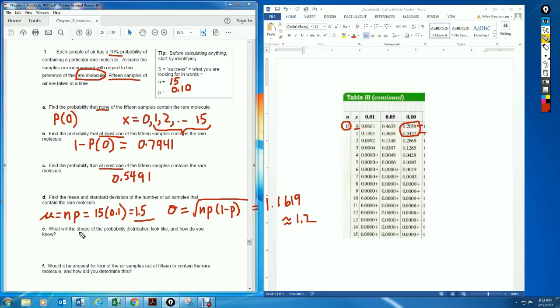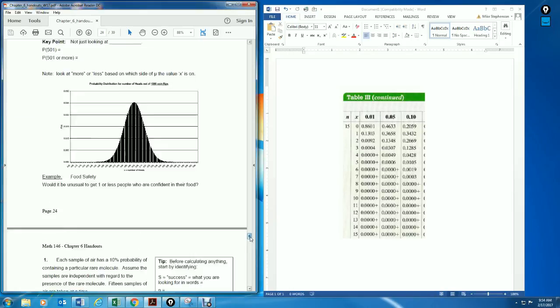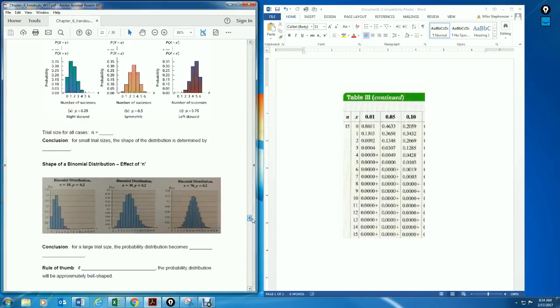What will the shape of the probability distribution look like? And how do you know? All right, so at this point, I'm going to erase everything that I've written and go back a couple pages in the handouts. What we're referring to when we're talking about the shape is, if you come back up to this page, the shape of the distribution.